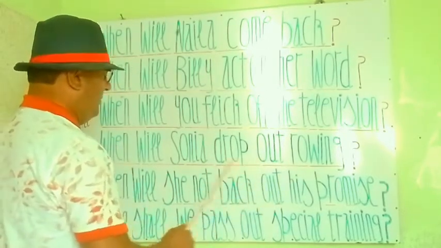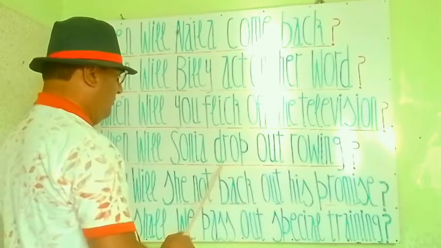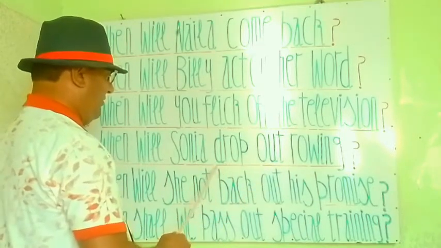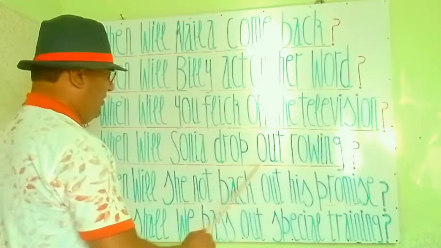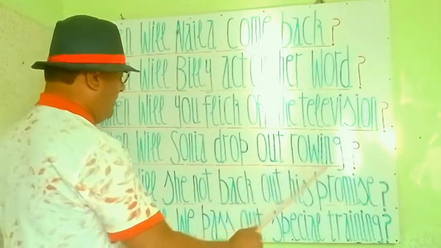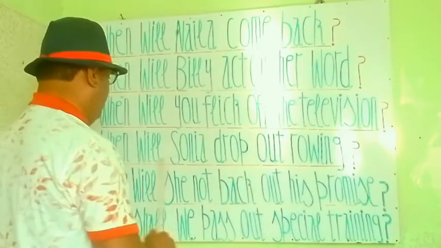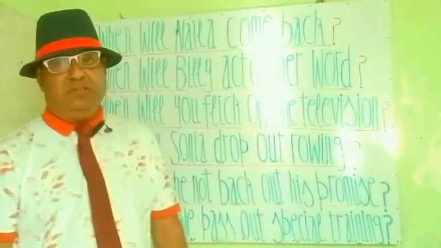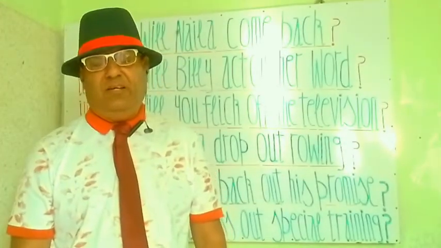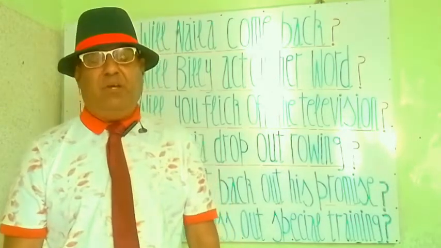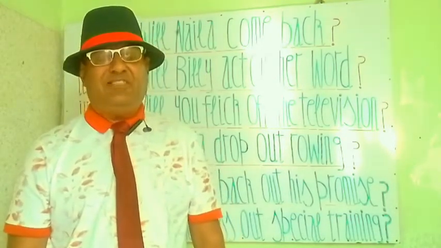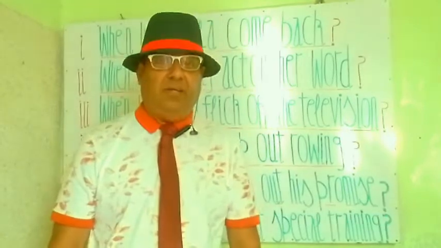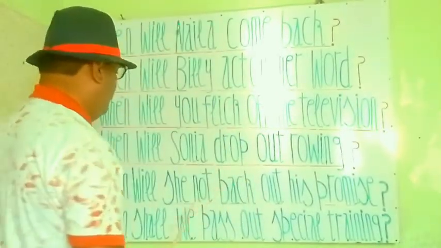Drop out means to give up, छोड़ देना, to stop doing some work, to quit. The proper word for drop out is to quit. When will Sonia drop out rowing? सोनिया कश्ती रानी कब तर्क करेगी? Drop out means to quit, to give up. सोनिया कश्ती रानी कब छोड़ेगी? Let's see the next phrasal verb. This is also a question.